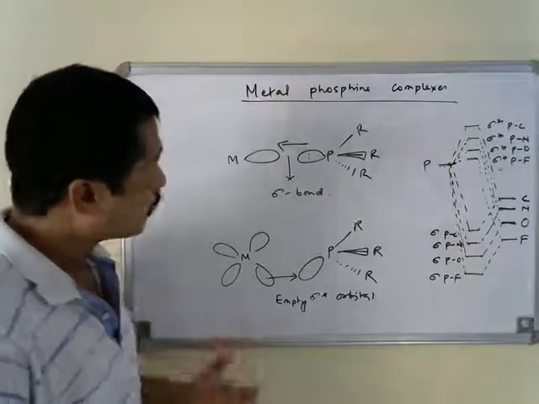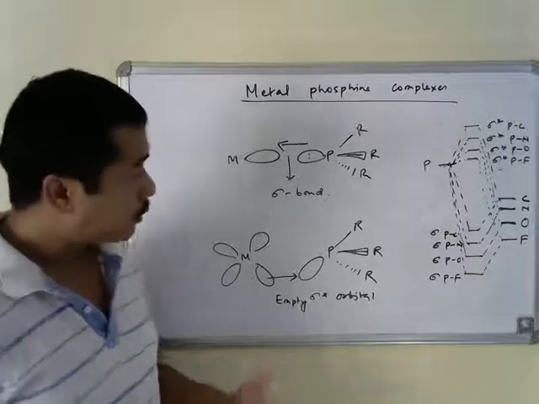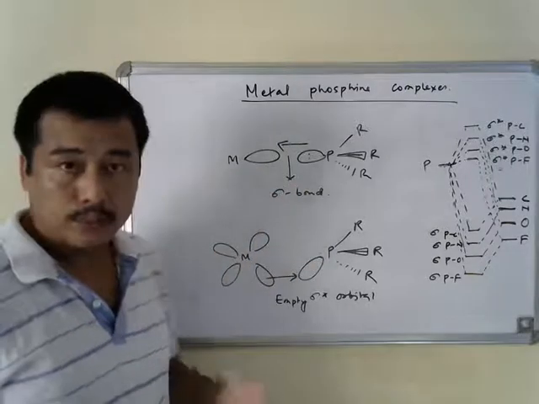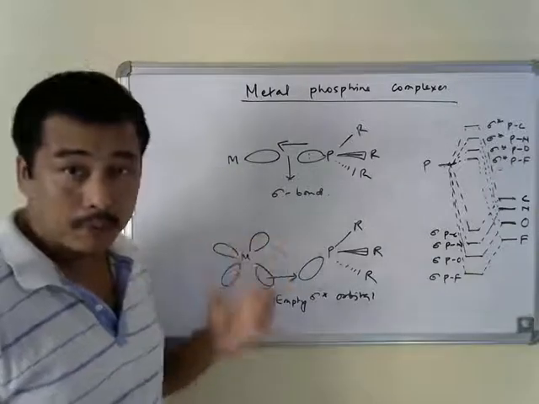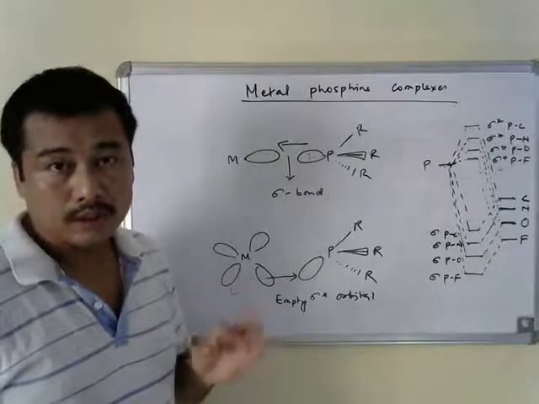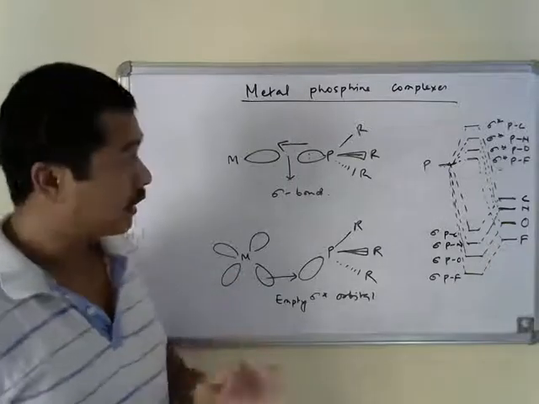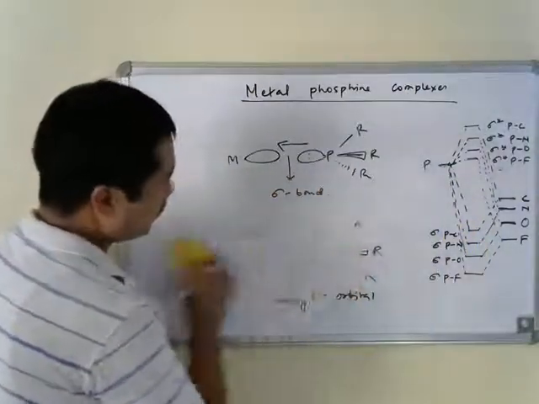And this is also another reason why PF3, or phosphine ligands where electronegative substituents are present, act as better pi acceptors than those cases where the substituent contains less electronegative atoms, like carbon or nitrogen.